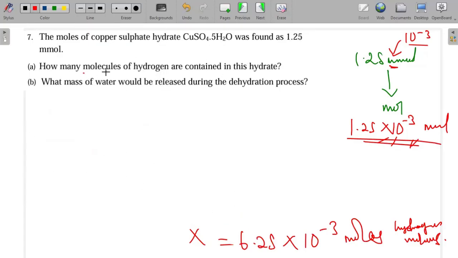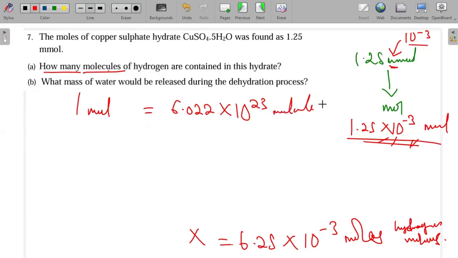Now from the number of moles of hydrogen molecules, I can get the number of molecules, because the question was asking how many molecules of hydrogen are contained there. So first I have to find its moles, and then we can find the number of molecules. We're going to say one mole of anything contains 6.022 times 10 to the power 23 molecules. So what if I have 6.25 times 10 to the power minus 3 moles? How many molecules am I going to have?